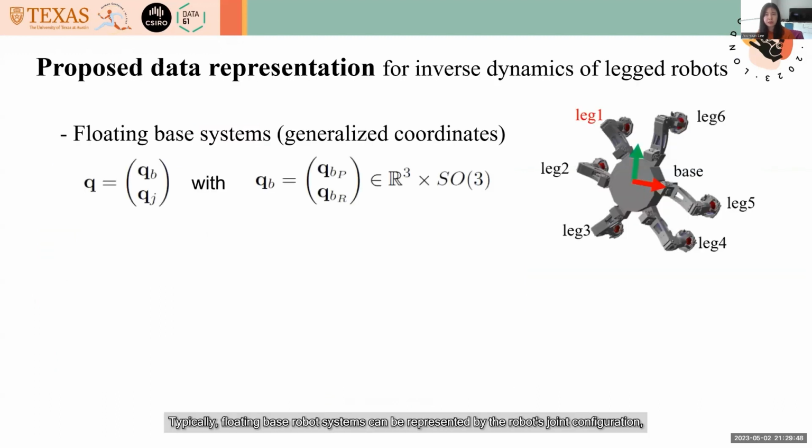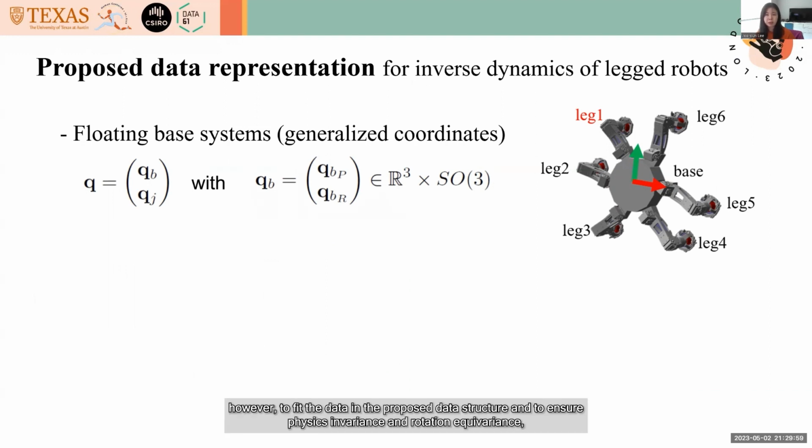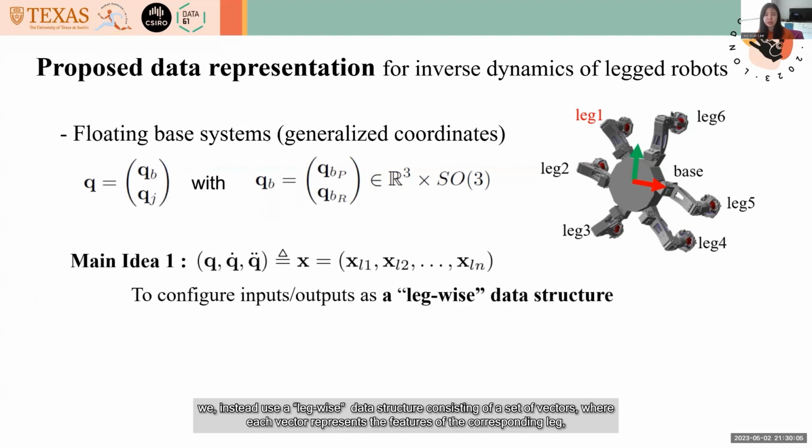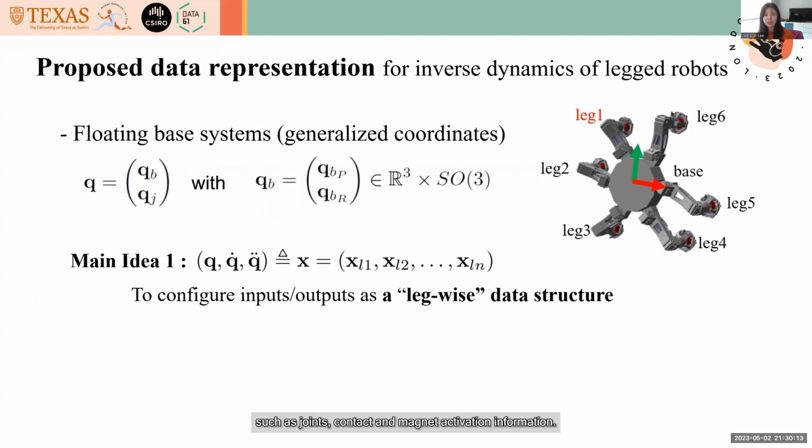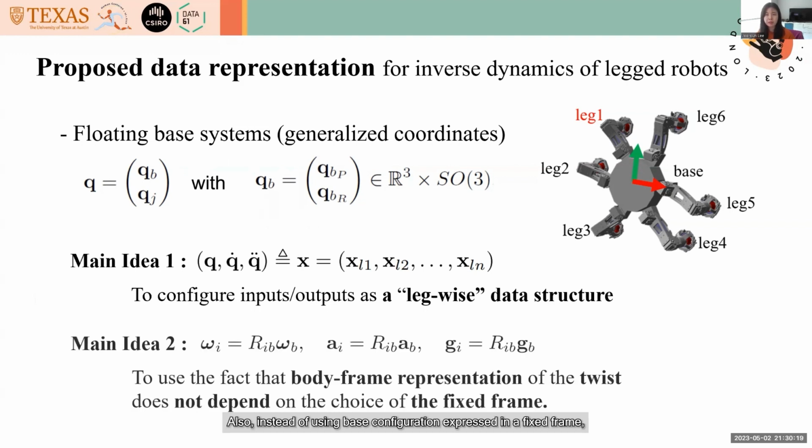Typically, a floating-base robot system can be represented by the robot joint configuration, along with the position and orientation of the base described using generalized coordinates. However, to fit the data in the proposed data structure and to ensure physics invariance and rotation equivariance, we instead use a leg-wise data structure consisting of a set of vectors, where each vector represents the features of the corresponding leg, such as joints, contact, and magnet activation information. Also, instead of using base configuration expressed in a fixed frame, we use body frame representation, which does not depend on the choice of the fixed frame.